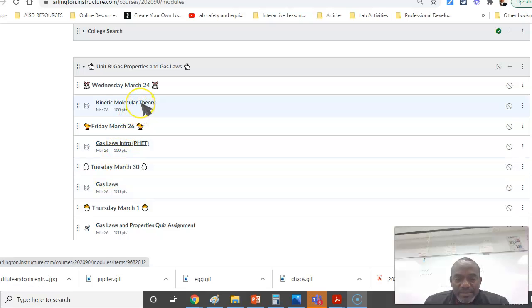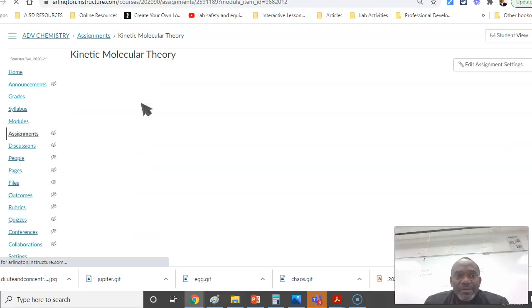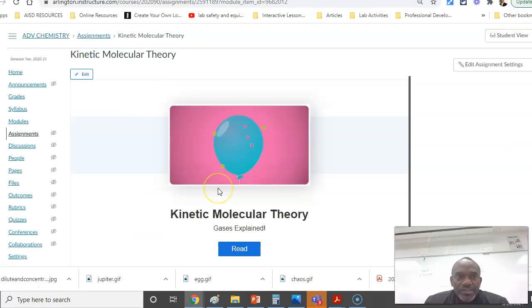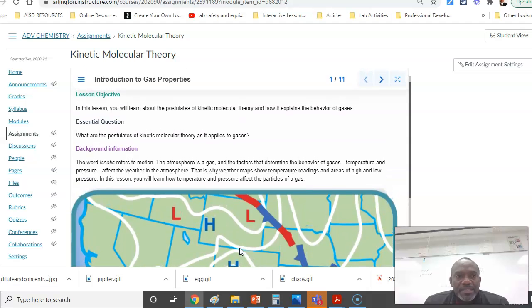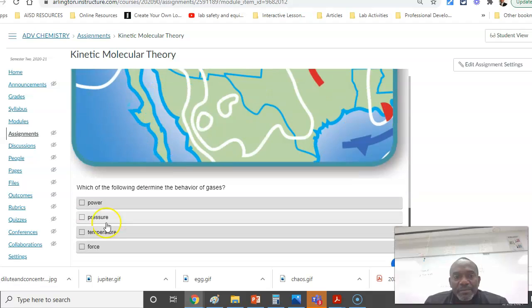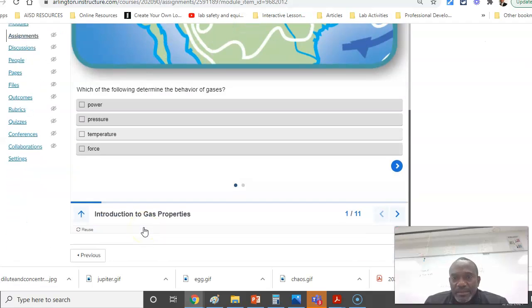So for today's lesson, I need you to click on Kinetic Molecular Theory, and that will launch the lesson for today. And as usual, click on Read to start the lesson. The first page is on lesson objective, essential question, and background information. Please go through this and then complete the questions at the bottom just to check if you understood what the lesson objectives are and also the background information.